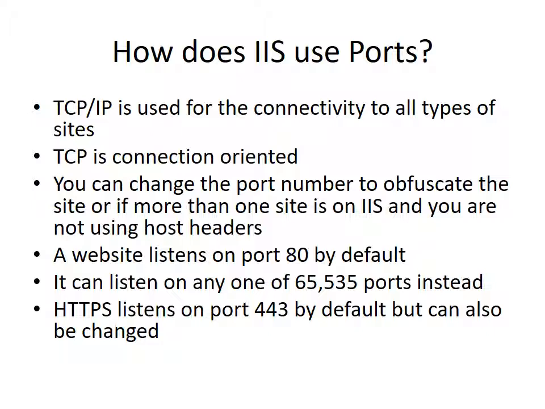You can change the port number to obfuscate the site, and if more than one site is on IIS and you're not using a host header, you can use ports to direct users to the correct site. So if you have two websites hosted on an IIS server, you might have one running on port 80, which is the default HTTP port, and you might have another running on port 81, and people will connect up to it via the port number.